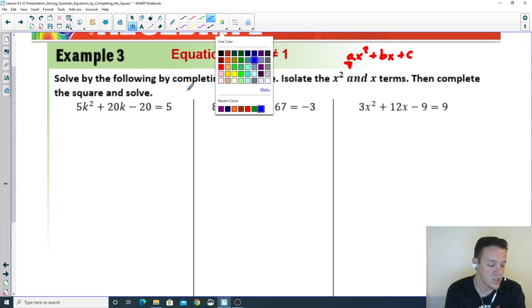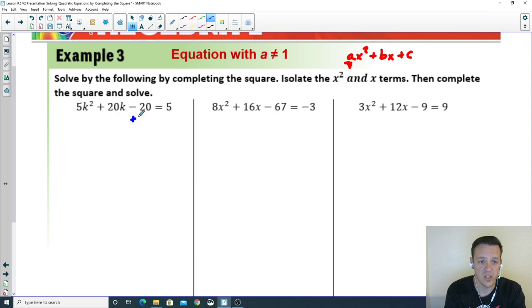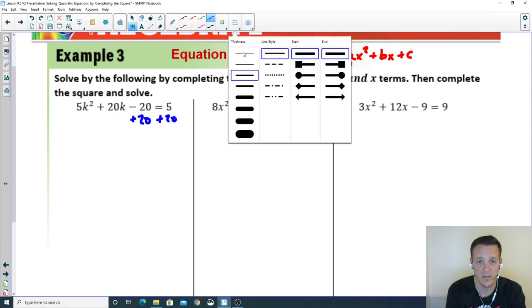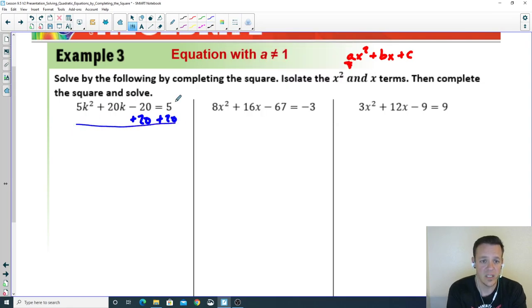What you're going to do is solve first by adding 20 to both sides, because we're still going to isolate first. Once you isolate, you would solve it out. So you have 5k squared plus 20k equals 25, because you're adding it to both sides.